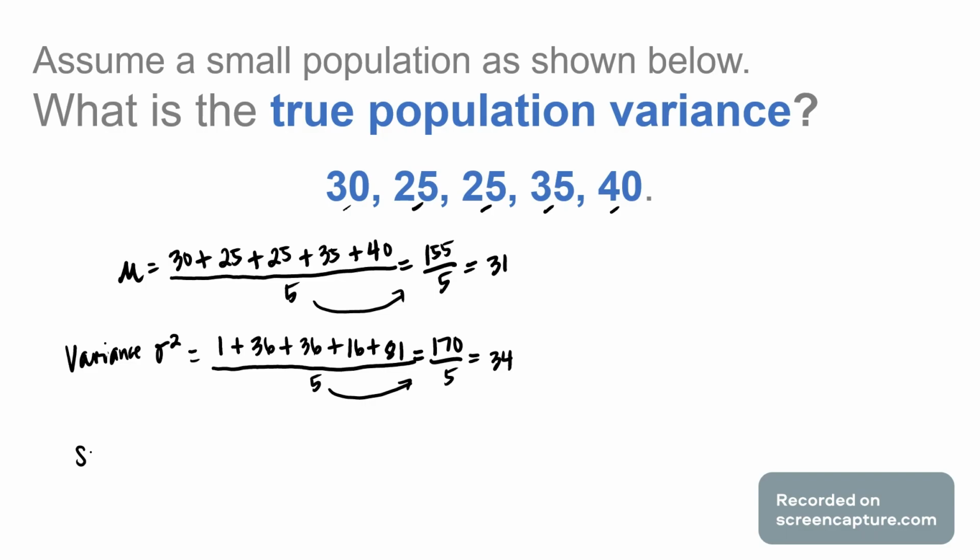But if we're just interested in getting the standard deviation sigma, whatever our variance is, we just get its square root, which is roughly equivalent to 5.83. Although we're not concerned with the standard deviation at the moment because we're concerned with the variance. So this is our target parameter. This is our target.